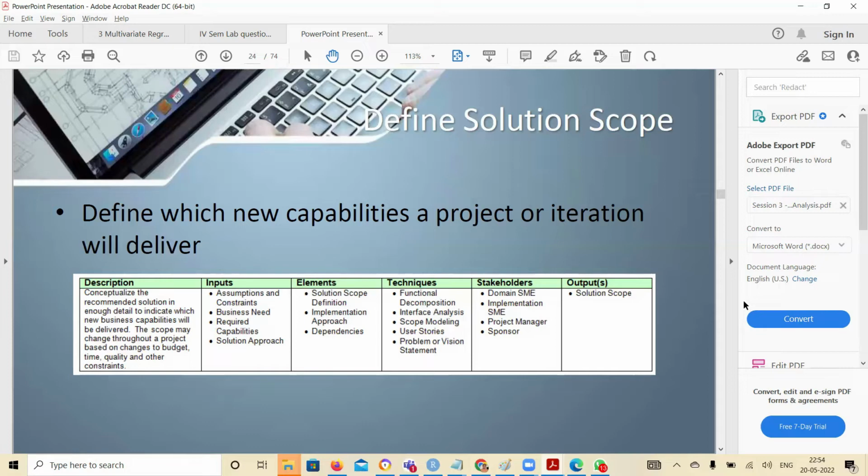Right. So talk in terms of detail, what will be delivered. And sometimes we also mention what will not be delivered. Sometimes it is important because if there is a borderline thing, then we also mention what will not be covered. So the scope may change throughout a project based on changes to budget, time, quality, and other constraints.